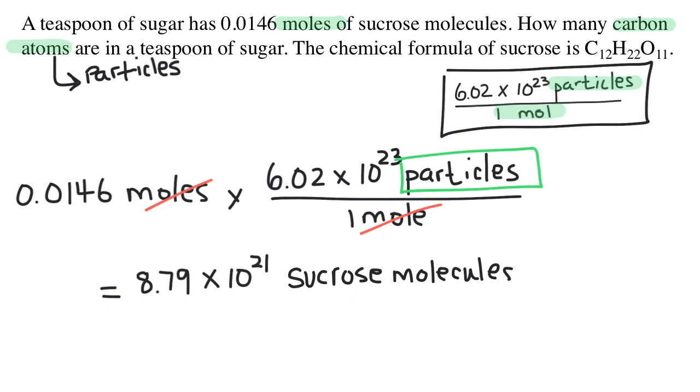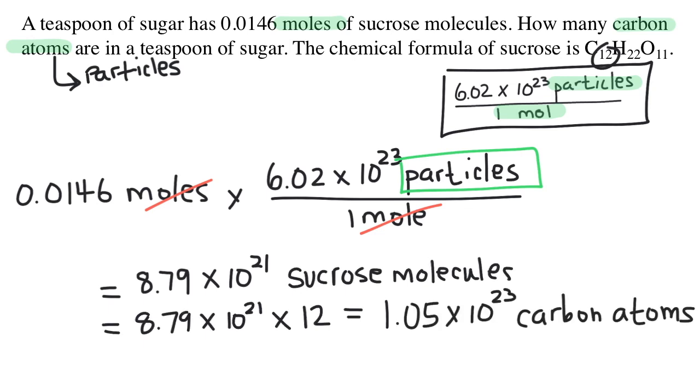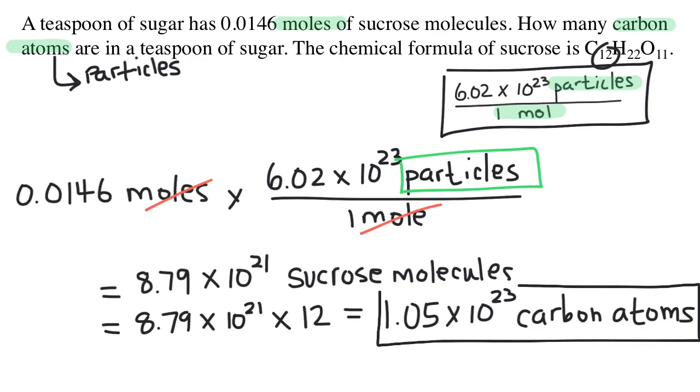Remember that we want to know the number of carbon atoms, so we're going to multiply this answer by 12 since there are 12 carbon atoms per molecule of sucrose. When we do this, we get an answer of 1.05 times 10 to the 23 carbon atoms.